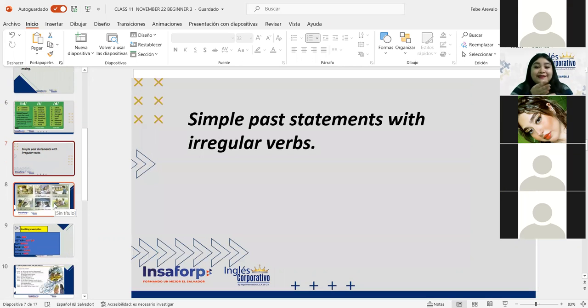Let's see. Simple past statements with irregular verbs. The difference between these two types of verbs in English is that the regular ones are the ones that you just saw. They only change because you add the ed, but basically they don't change. Now, irregular verbs are totally different, because they change their whole form. They don't stay with the same form, they change the natural form. So the only way out is to learn them and memorize them. And that's it, okay?